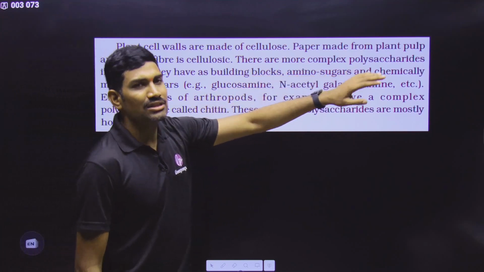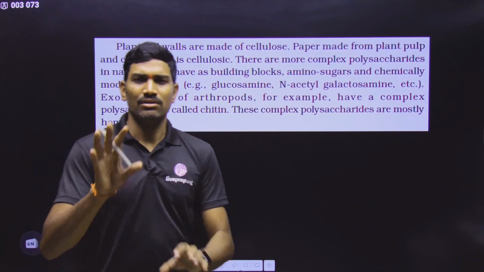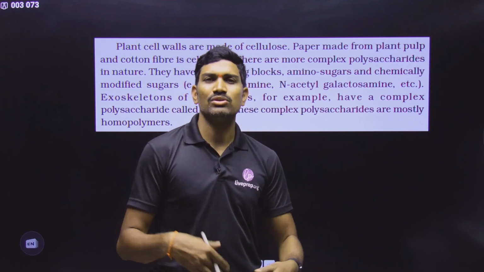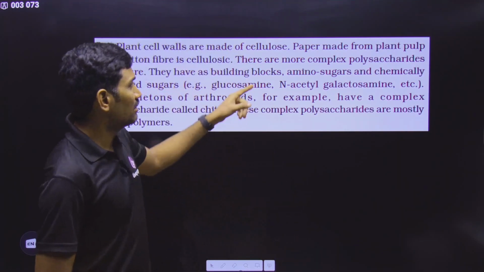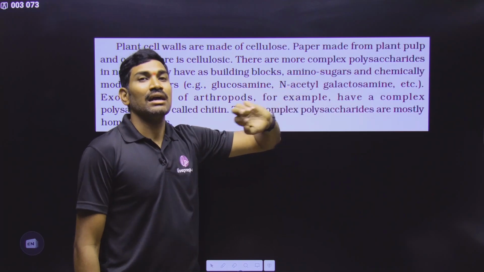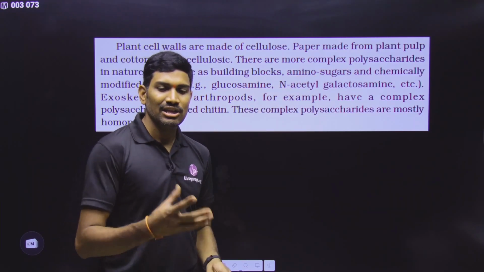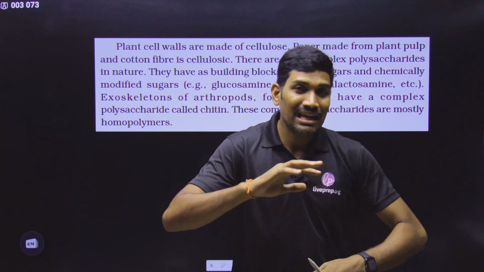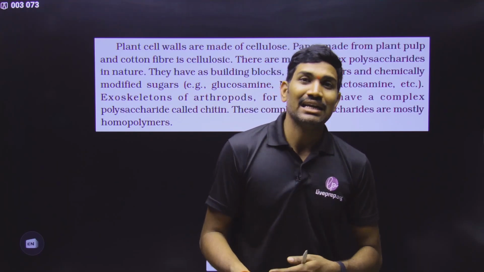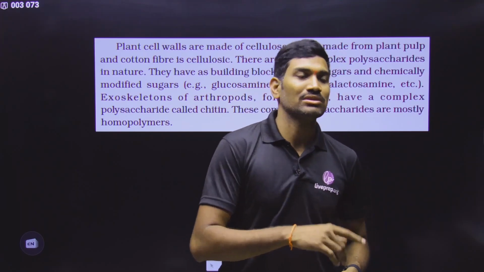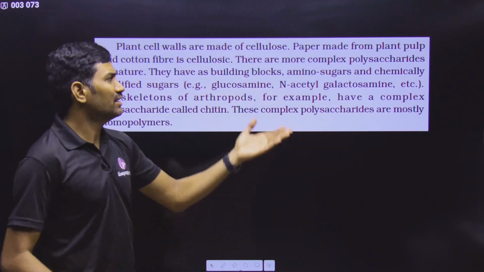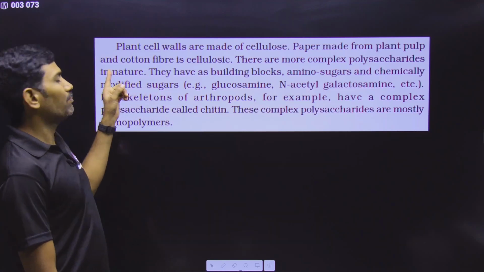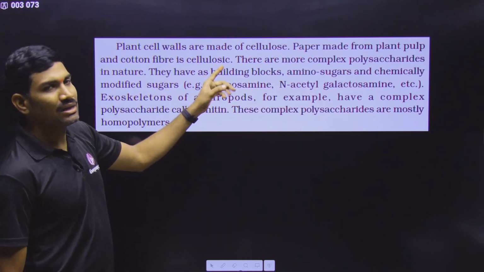And there are more. Up to this we are talking about a simple single unit repeated several times, and that too it may be direct glucose or fructose. But now we are talking about some complex polysaccharides. Complex in the sense that each unit is not a normal glucose or normal fructose. It is further modified, like N-acetyl glucosamine, N-acetyl galactosamine or muramic acid. Likewise, different things are there. In this way they are saying paper made from the plant pulp and cotton fiber are cellulosic.